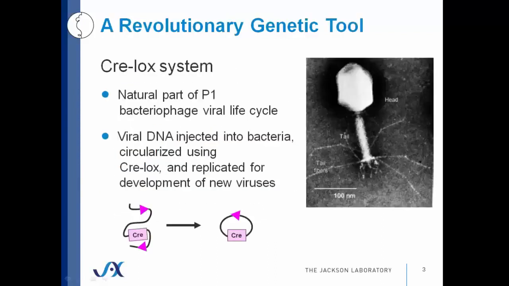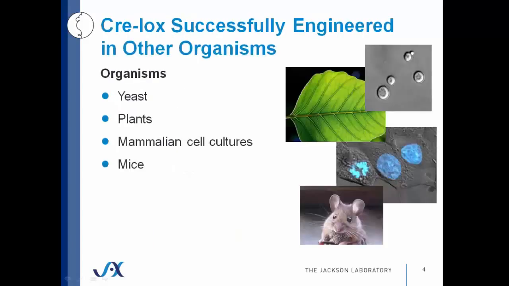The Cre-lox system was discovered as a natural part of the P1 bacteriophage life cycle. The genome exists as a linear genome, and then following injection into the bacterial host, the phage genome uses that Cre-lox system to recombine and form a circular DNA, which is required for replication of the viral genome and packaging into new phage particles.